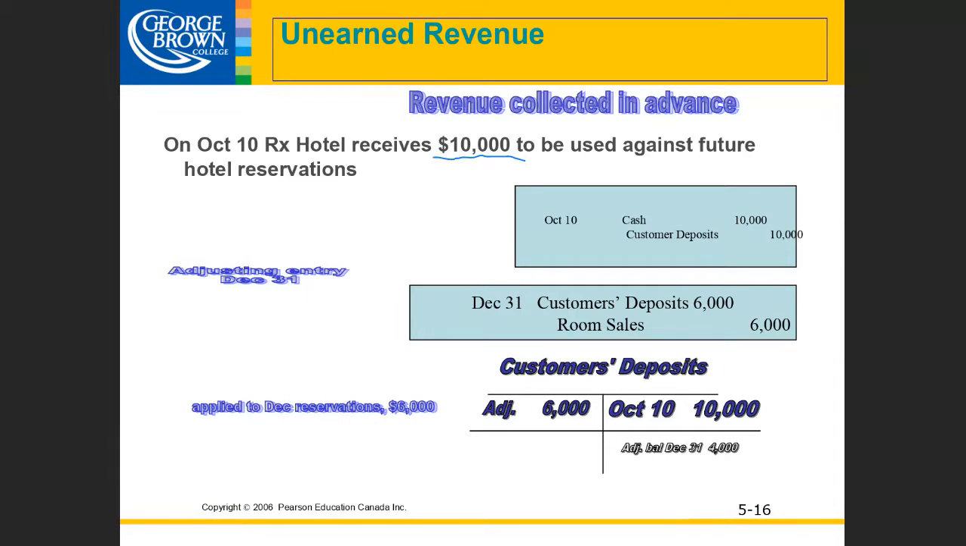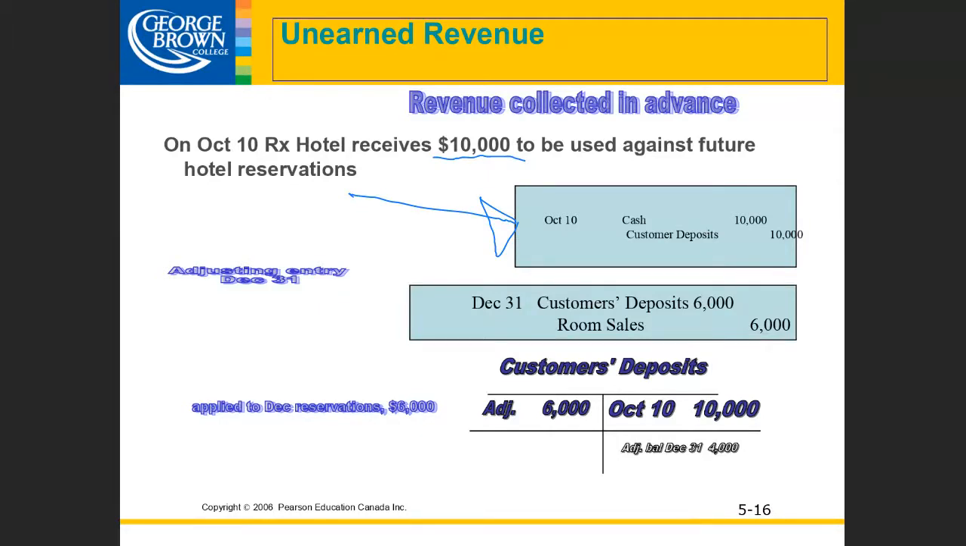Okay, so we've received revenue, but it's not earned. Unearned revenue is actually a liability, because it's an obligation to do something in the future. Unearned revenue accounts can be things like customer deposits, or very simply stated as unearned revenue. So on October 10th, we received $10,000 for future reservations. Our original journal entry on October 10th would debit cash by $10,000 and credit customer deposits or unearned revenue by $10,000.